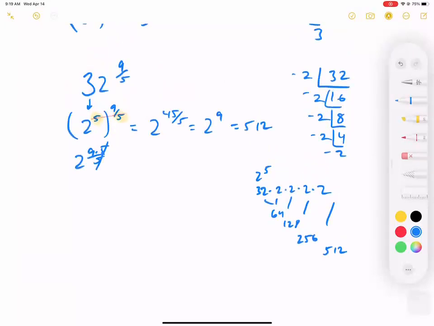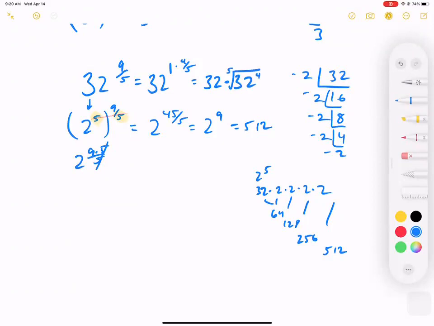Well, let's look at another way of doing this. Not necessarily the brightest way. But if I said, well, hey, doesn't 9 divided by 5 simplify out? So we have 32 to the 1 and 4/5 power, right? Because 9 divided by 5 is 1, remainder 4. So we can say this is really 32 times the 5th root of 32 to the 4th power.